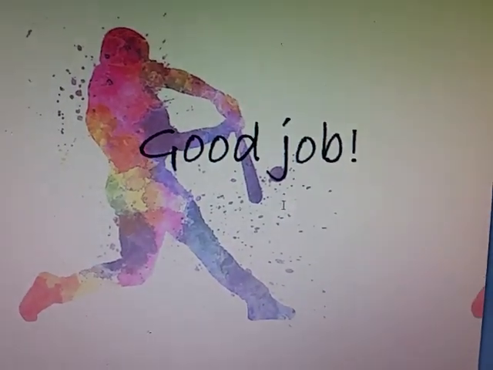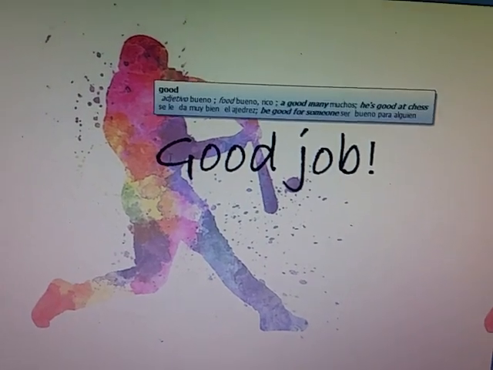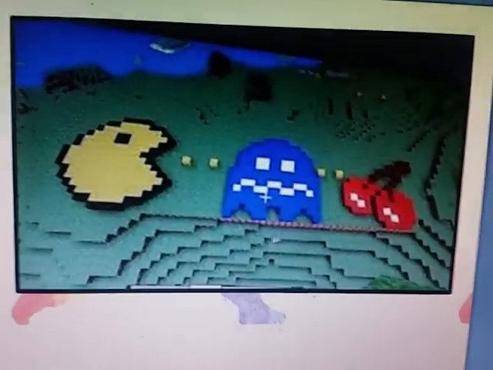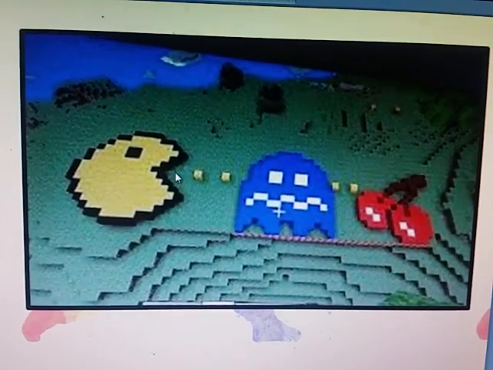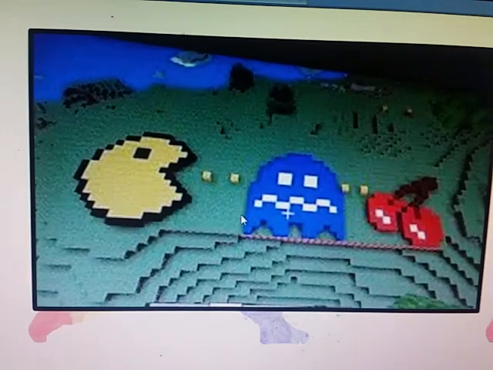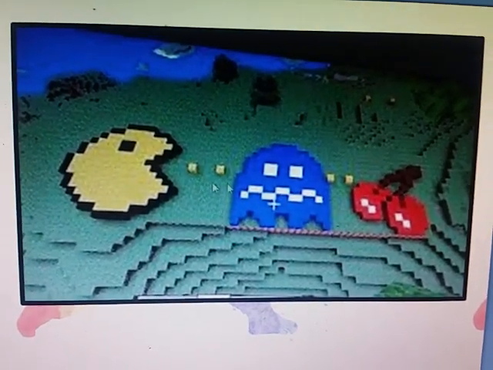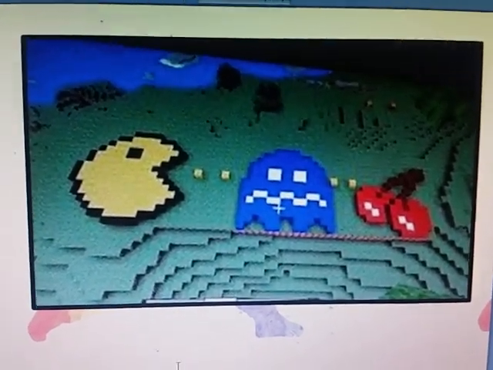Since you finished your job, we can say good job, and I send you this little gift. It's a picture from Minecraft. It's Pac-Man, like chewing things, like the ghosts, the pills, and the cherry.